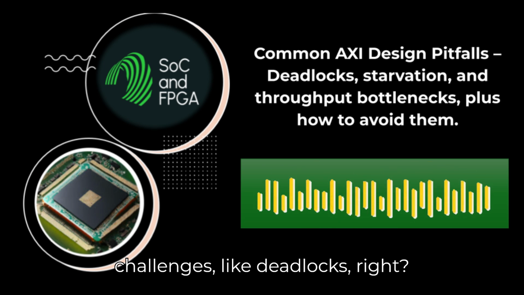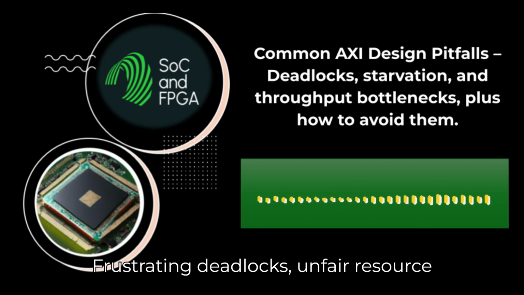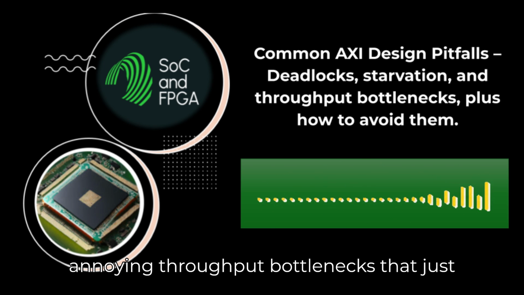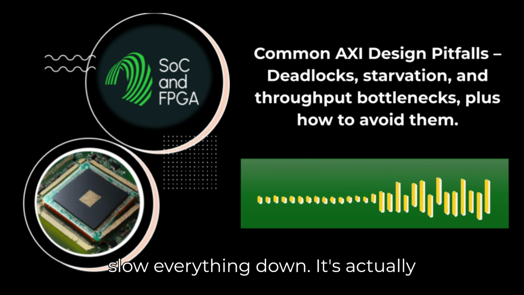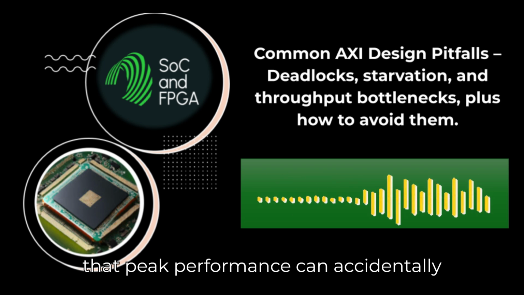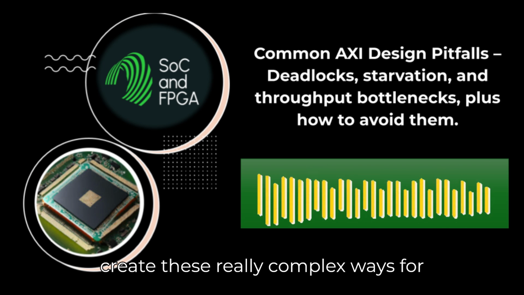Like deadlocks? Right. Frustrating deadlocks, unfair resource sharing leading to starvation, and those annoying throughput bottlenecks that just slow everything down. It's actually fascinating, isn't it? How striving for that peak performance can accidentally create these really complex ways for things to fail.